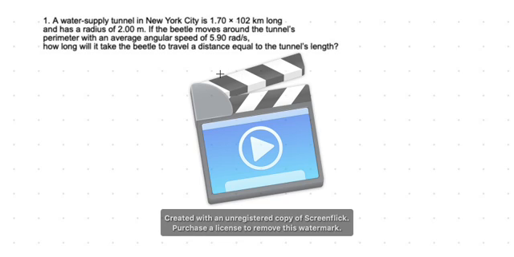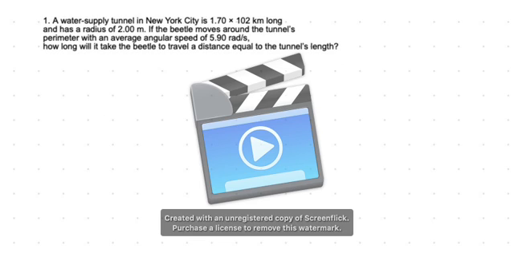So this question is also from the angular speed and displacement worksheet. This is from the back of the worksheet on angular speed. It is question number 5. Question number 5 says a water supply tunnel in New York is 1.7 times 10 to the power of 2 kilometers long and has a radius of 2 meters. If the beetle moves around the tunnel's perimeter with an average angular speed of 5.9 radians per second, how long will it take the beetle to travel a distance equal to the tunnel's length?